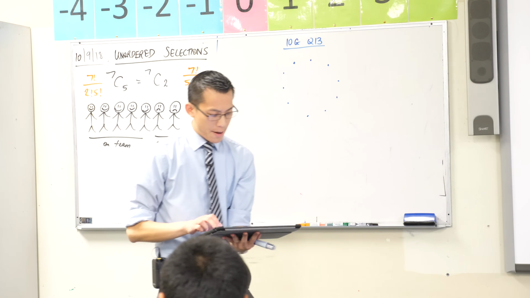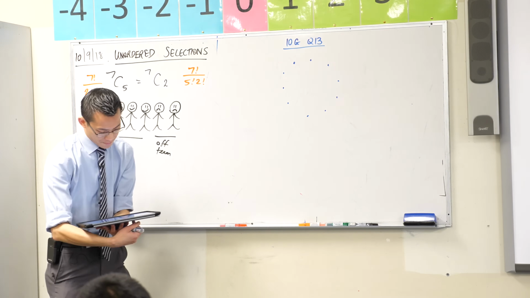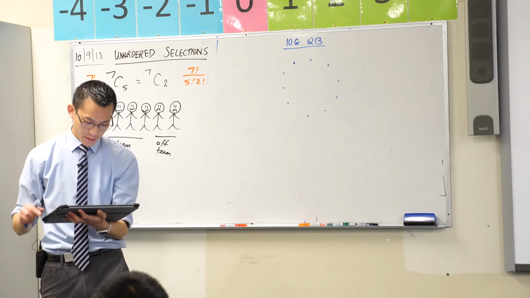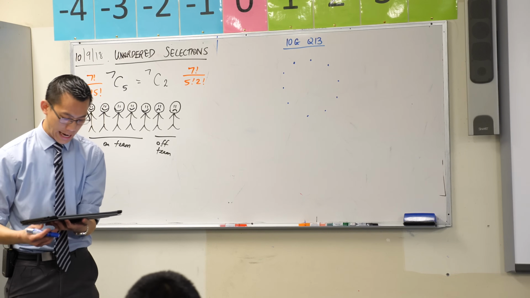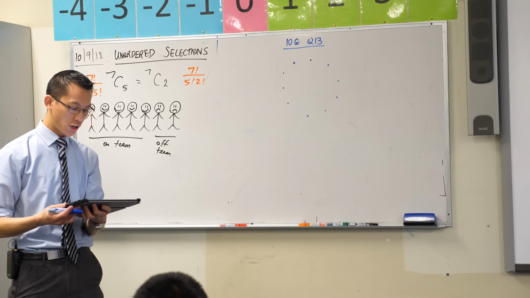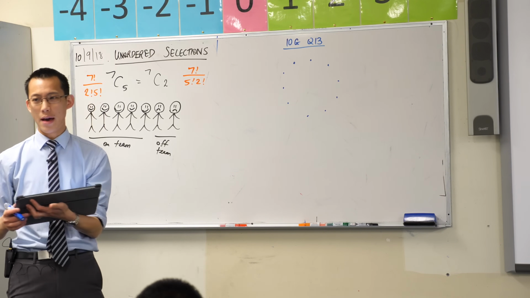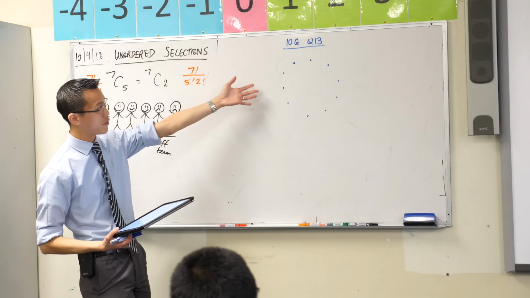So, you can see it says here, 10 points are chosen in a plane, no 3 of which are collinear, which is a bit of a mouthful just on its own. So you can see what I've done here is I've drawn 10 points.